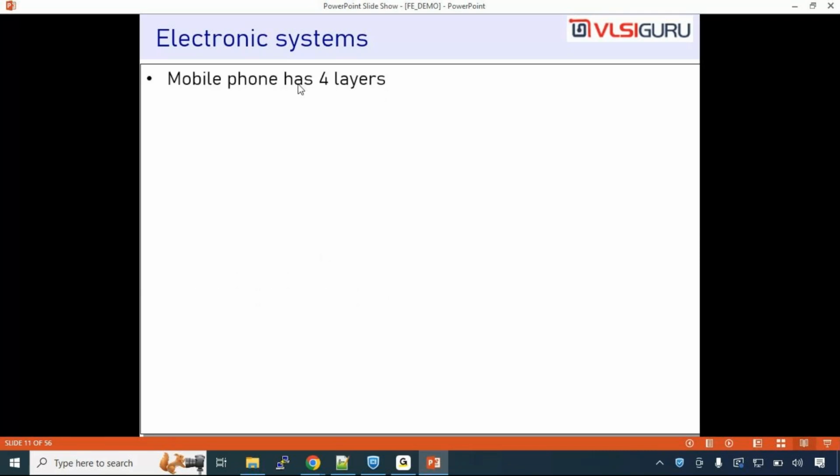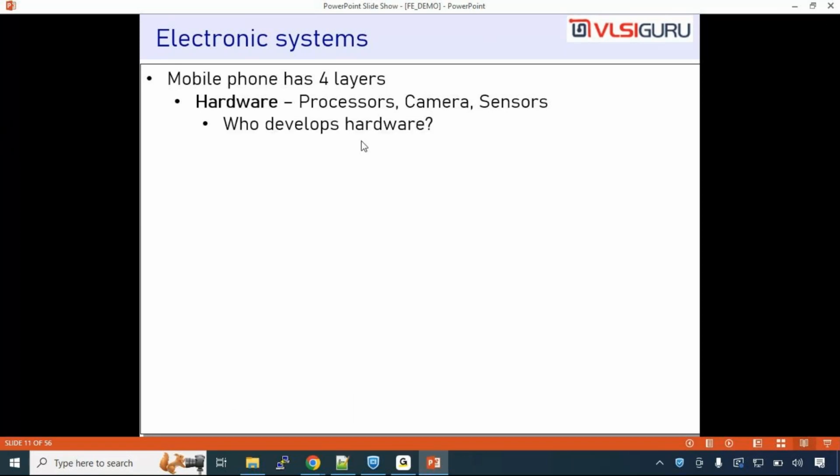Let us talk about the mobile phone only. As I said, the mobile phone has four layers in the system. At a very basic level, what you have is hardware, which constitutes processors, cameras, sensors, multimedia subsystem, camera subsystem, audio subsystem, so many things. Who develops the hardware? What is that person called?